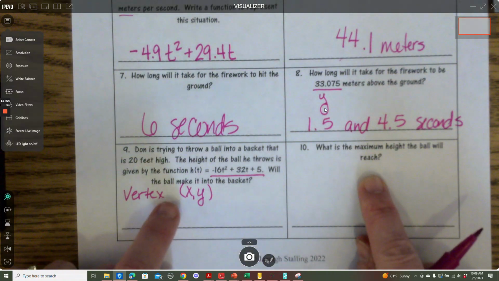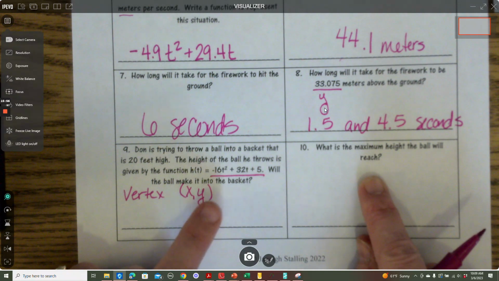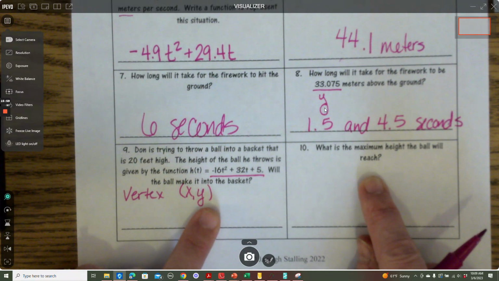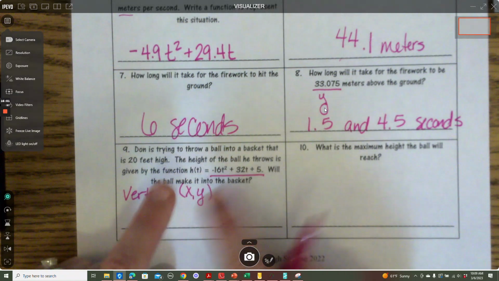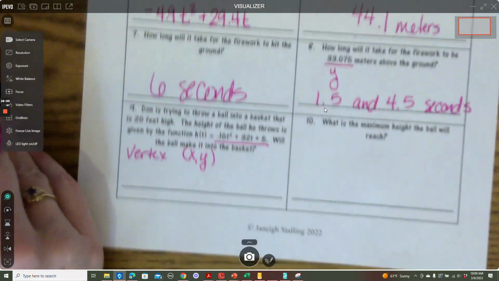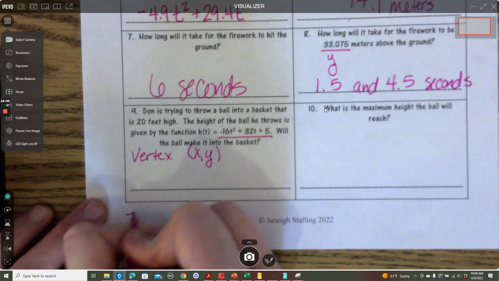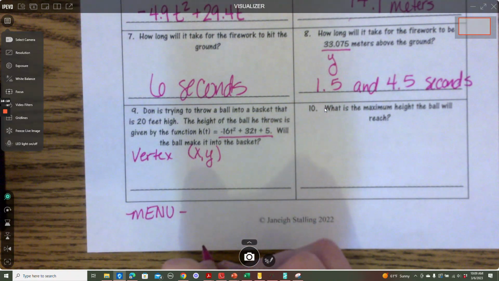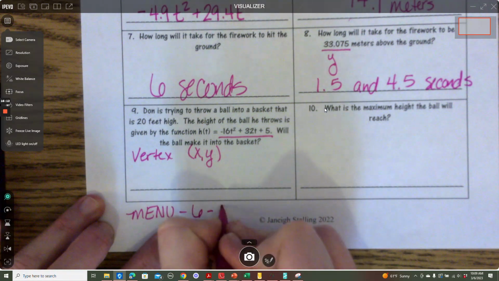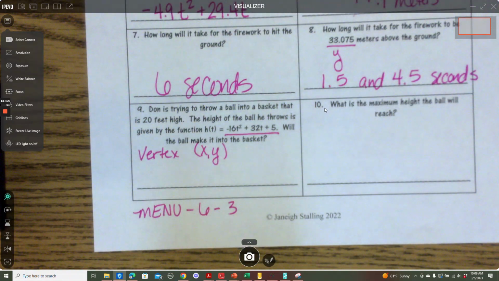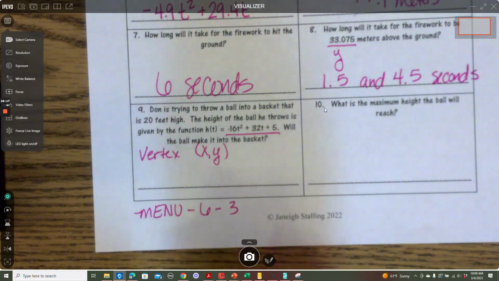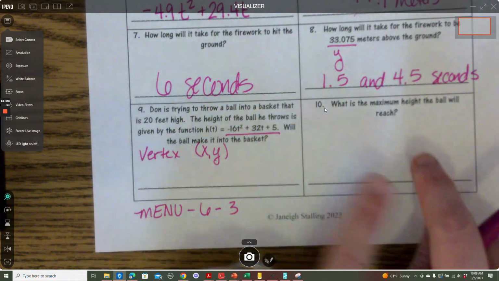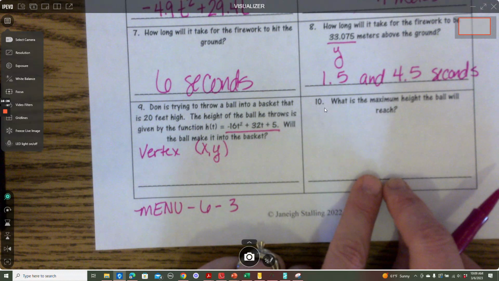10 is the same thing. It wants the vertex. It wants to know what that second number is in the vertex. So graph it. Find the vertex. So it's a maximum. So that would be menu 6, 3. If the y value is 20 or greater, yes, he makes the shot. If it's less than 20, no, he doesn't. Then write that value down, what the second number is. Okay?